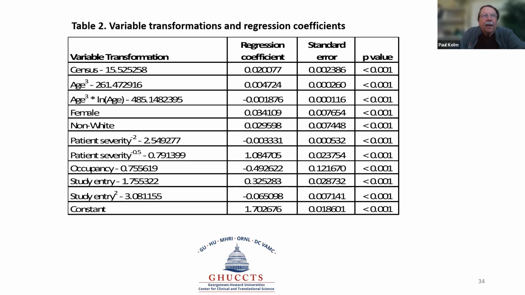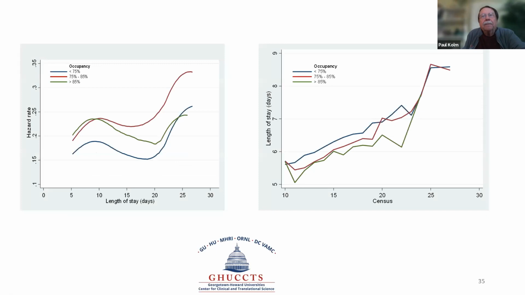Okay, and then occupancy turns out to be linear. And then study entry has a linear component and then a quadratic component. So that study entry is nonlinear. So when we write out our regression equation, it's going to come out pretty nasty.